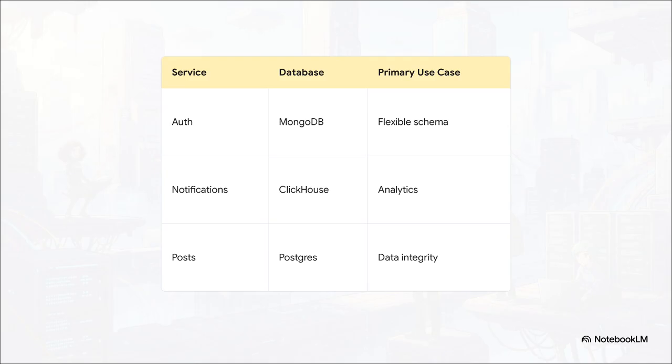So, what's the fix? It's the database per service architecture. Essentially, each independent microservice gets its own dedicated database, uniquely suited to its specific needs. It's about using the right tool for the exact right job. For example, the auth service might use MongoDB because it needs a super flexible schema for user profiles. The notification service, maybe it uses ClickHouse because it needs to crunch heavy analytics like open rates. And the post service might rely on good old Postgres for strict relational data integrity. This setup gives you ultimate flexibility and, finally, true isolation.